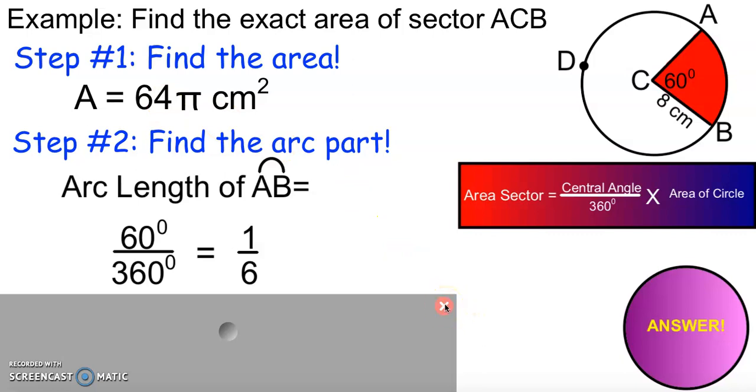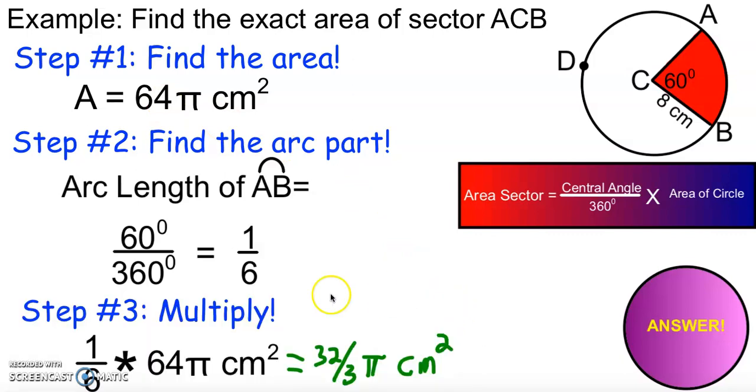And that's not going to make a nice, beautiful, wonderful number. It's going to be kind of a funky number. In this case, it's going to be 64 over 6, which is going to reduce to 32 over 3 pi centimeters squared. So if you want to make this a mixed number and go like 10 and 2/3 pi centimeters squared, that's absolutely fine.